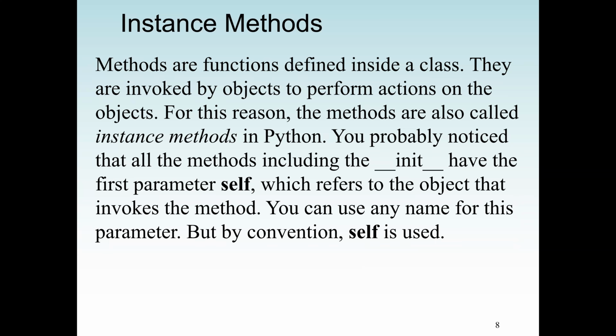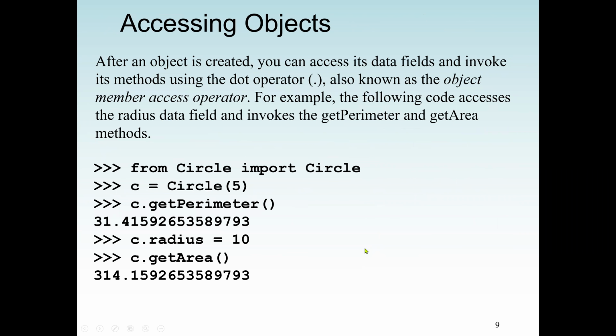You probably notice that all the methods, including the initializer, have the first parameter self. The first parameter self refers to the object that invoked the method. You can use any name for this parameter, but by convention, we use the term self. After an object is created, you can access its data fields, and also you can invoke its methods by using the dot operator, as we saw here, like c.getParameter. First, we create the object c, which has a radius of 5. So here we can say c.getParameter, or c.getRadius, or c.getArea.